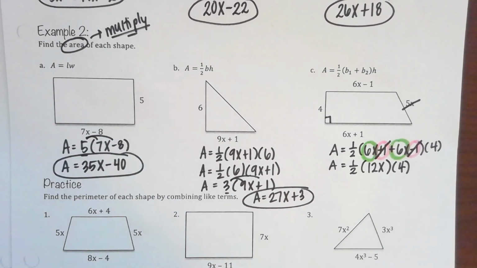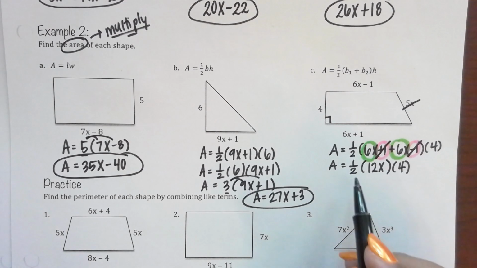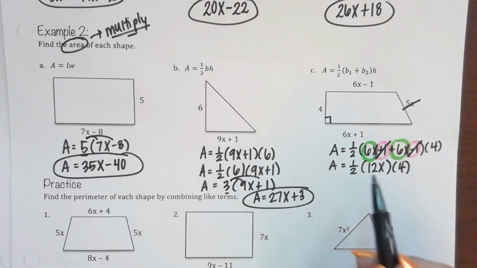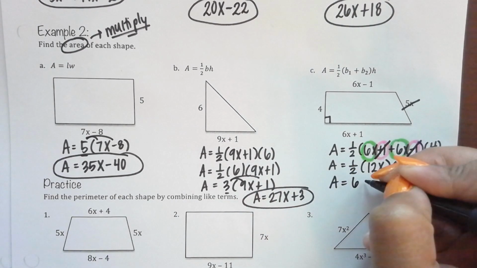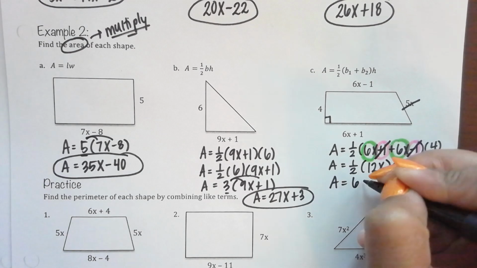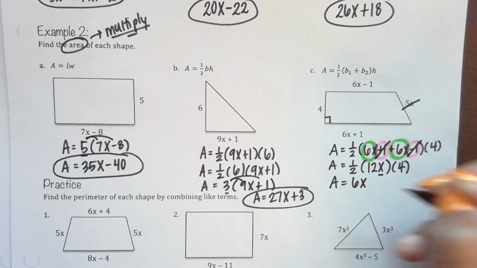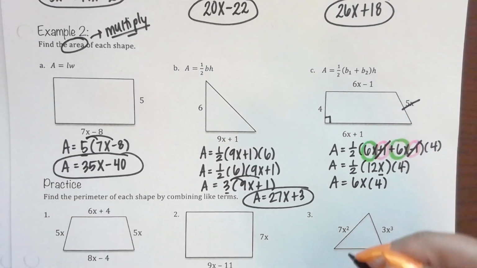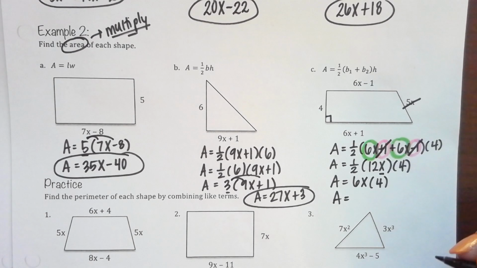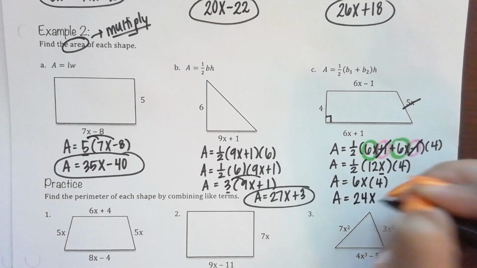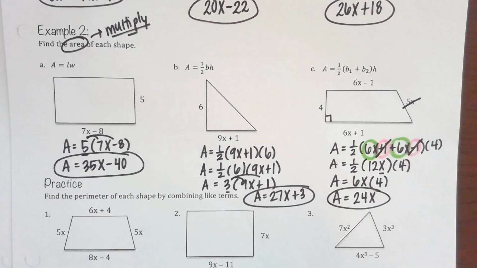Now, is 12 even? Yes. So multiplying by 1/2 is the same as doing what to 12? Dividing by 2. So what's 12 divided by 2? 6. So what am I left with? 6x, and then times 4, which is 24 what? Any questions there? Any at all?